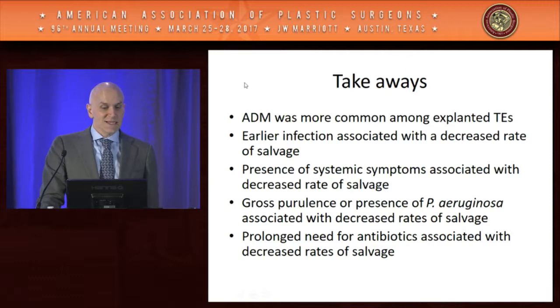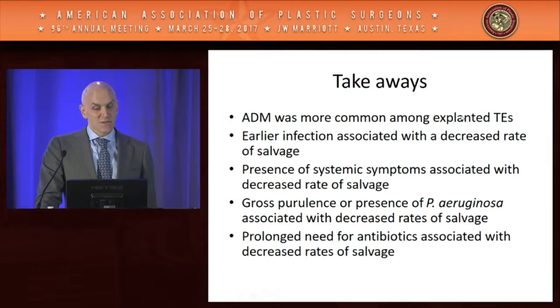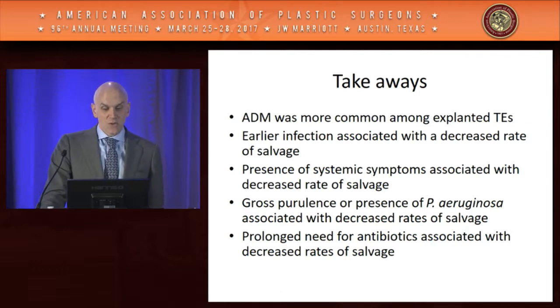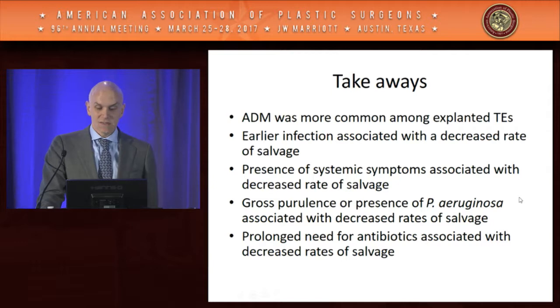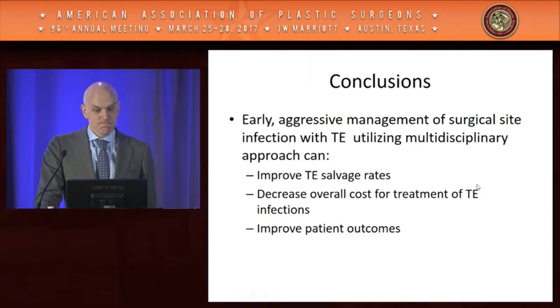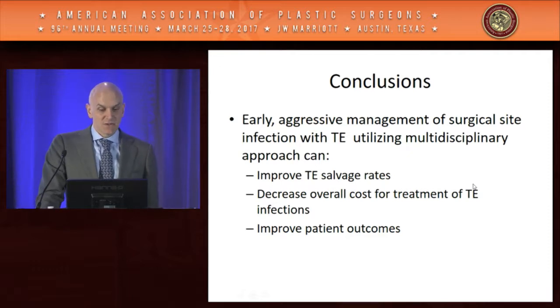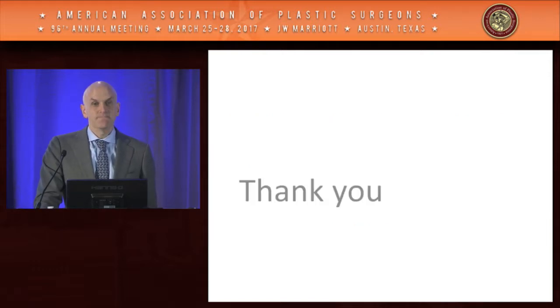So takeaways, again, ADM more common among explanted TEs, but not statistically significantly so. Earlier infection was associated with decreased rates of salvage. Presence of systemic symptoms also associated with decreased rates of salvage. Gross purulence or Pseudomonas aeruginosa decreases your salvage rate, and prolonged need for antibiotics does the same. So early aggressive management of surgical site infection with TE, if you utilize a multidisciplinary approach, can improve salvage rates, it can decrease the overall cost, and hopefully improve patient outcomes. Thank you for your attention.